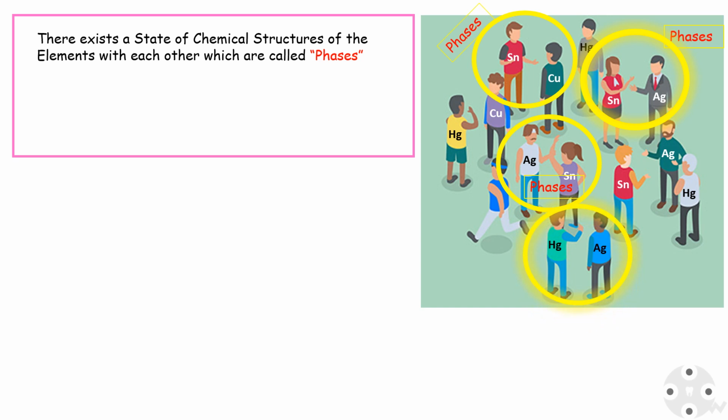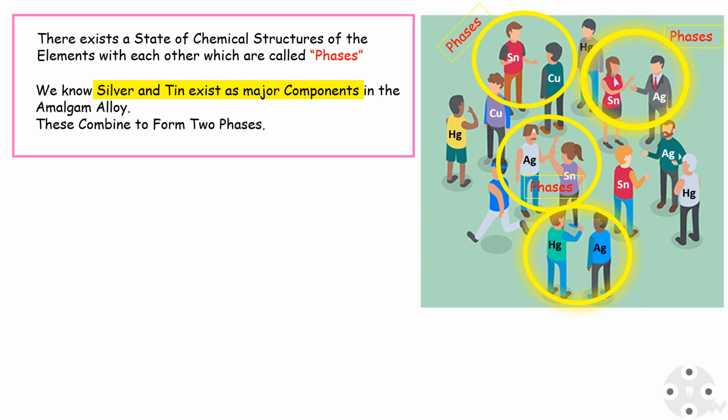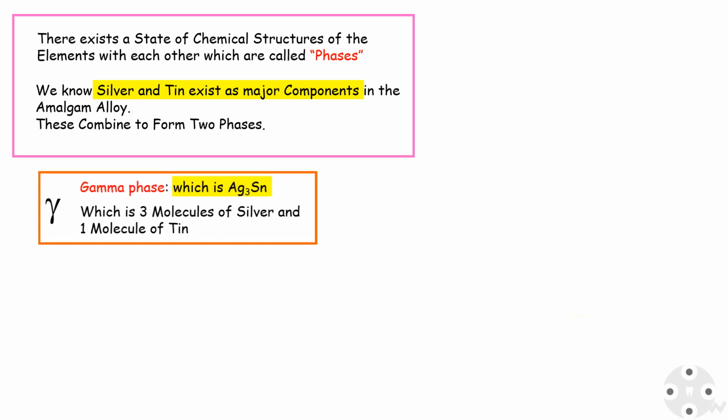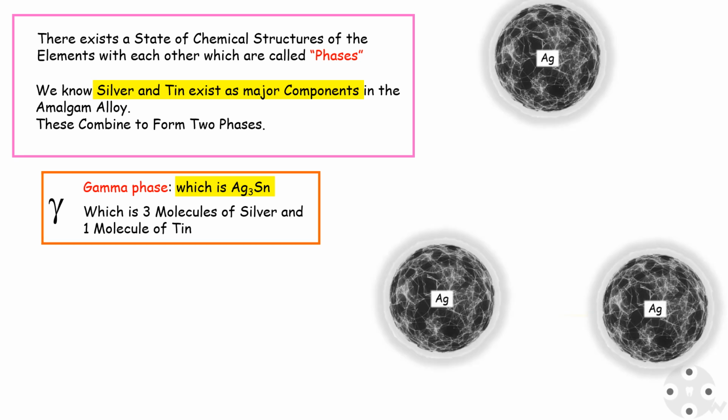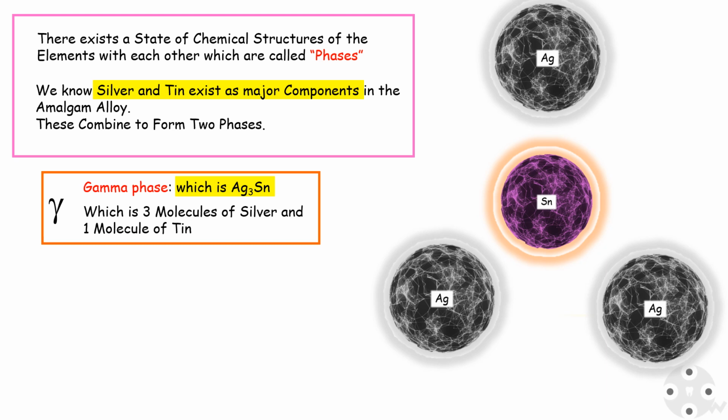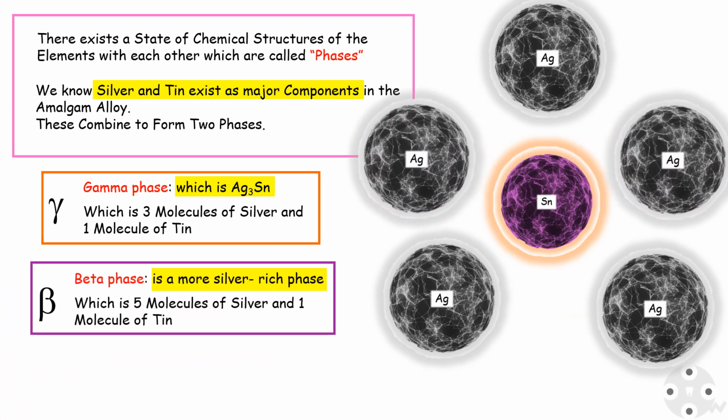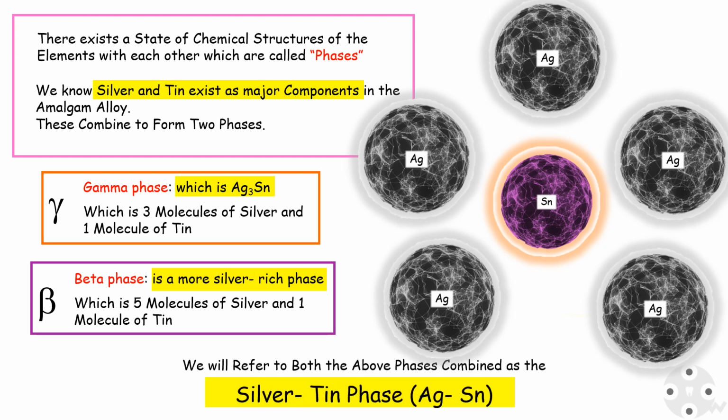Silver and tin exist as major components in an amalgam alloy. Hence, these combine to form two phases. The gamma phase, which is basically 3 molecules of silver and 1 molecule of tin, or the more silver-rich phase, which is known as the beta phase, which contains 5 molecules of silver and 1 molecule of tin. We will refer to the above two phases combined as the silver-tin phase.